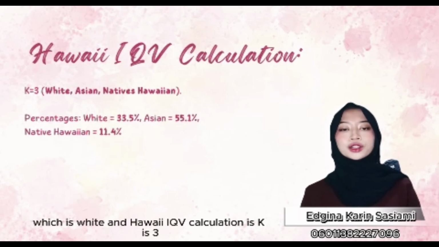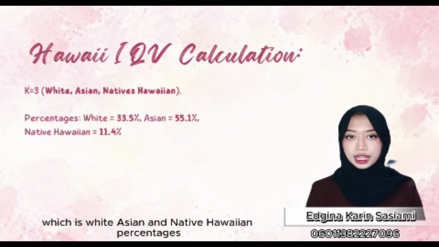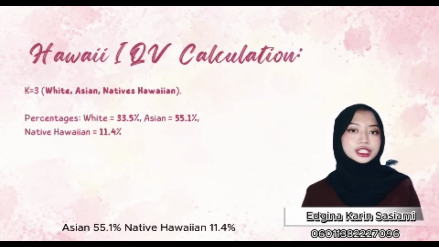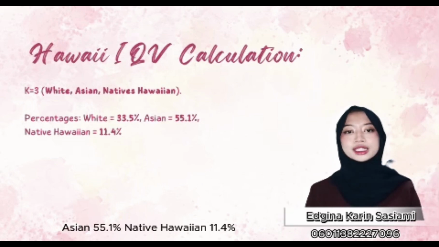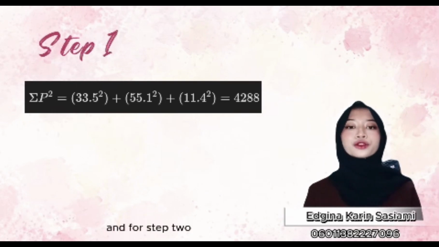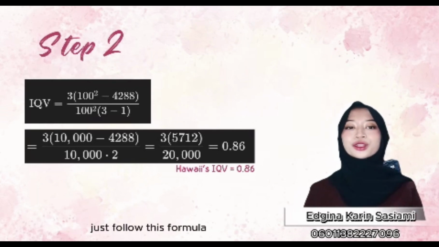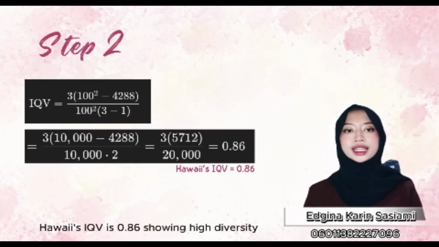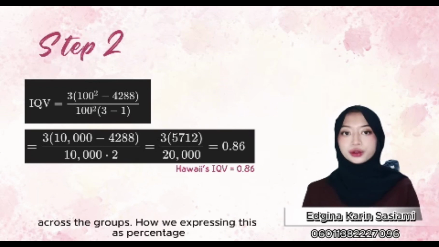And for the Hawaii IQV calculation, K is 3, which is white, Asian, and native Hawaiian. Percentages: white 33.5%, Asian 55.1%, native Hawaiian 11.4%. Step 1, we do the exact same step as with the previous formula. And for step 2, we do the rest of the formula like before. Just follow this formula and you will get the final answer. Hawaii's IQV is 0.86, showing high diversity because the population is more evenly distributed across the groups.